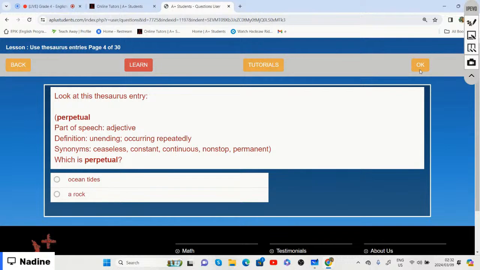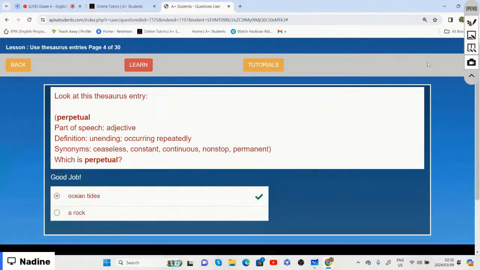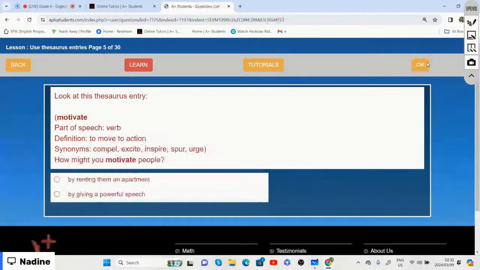So we say perpetual, its part of speech is an adjective. Unending, occurring repeatedly. So we can say ocean tides, yes. We can say this is perpetual because it is unending and it's occurring repeatedly. If we were to say a rock, then it would be wrong. So well done, well done.